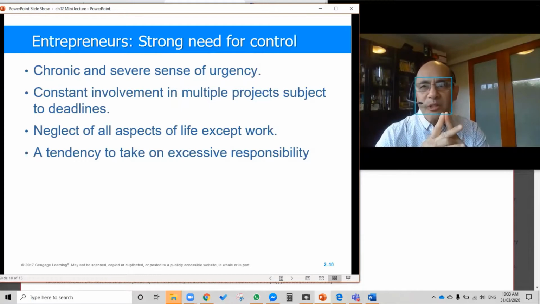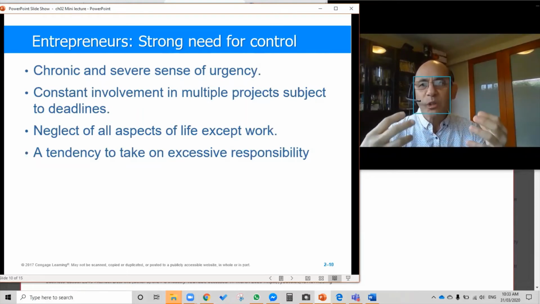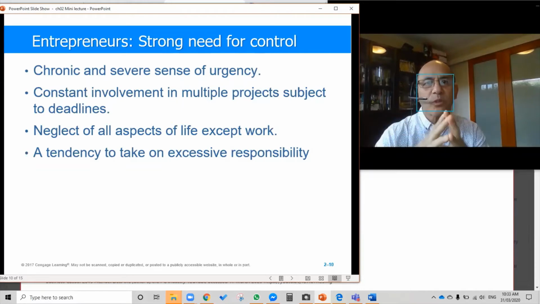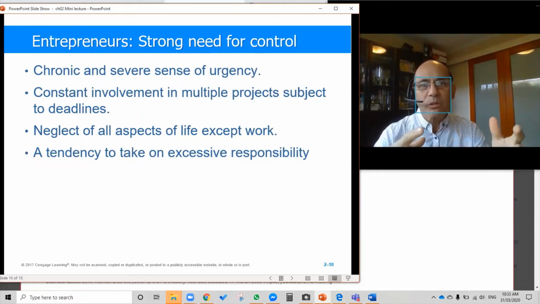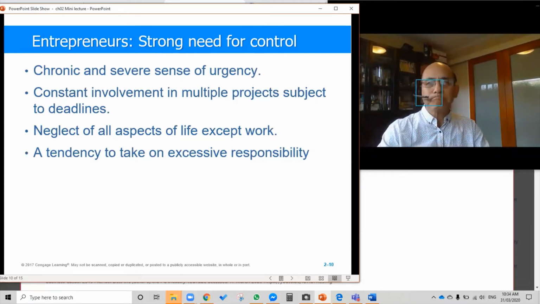And because entrepreneurs have this tendency not to trust other people, there's this tendency that they want to do things on their own. They often take excessive responsibility for things. So there is a bit of a problem on delegation. So entrepreneurs often tend not to delegate because, again, of that lack of trust. Again, we are describing some of the more common negative aspects of being an entrepreneur.